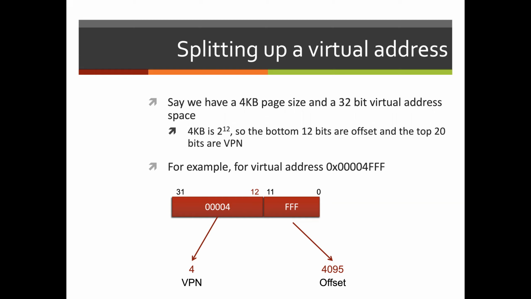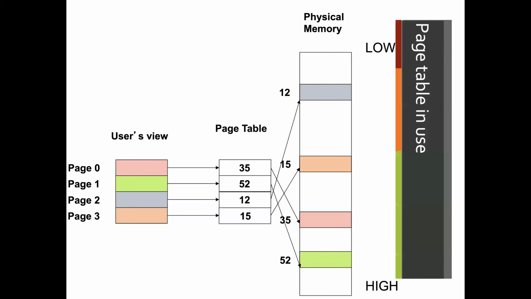So for example, for a virtual address that we have represented, we have initially 4 for the VPN and 4095 for the offset. So once the page table is in use, how can we have it represented? From the user view, we only see contiguous pages, but really the broker is looking up to actually see where it's being stored in memory. And so in this case, we can use the VPN to get the actual entry in the page table. And then the offset is going to tell us the actual physical memory location.